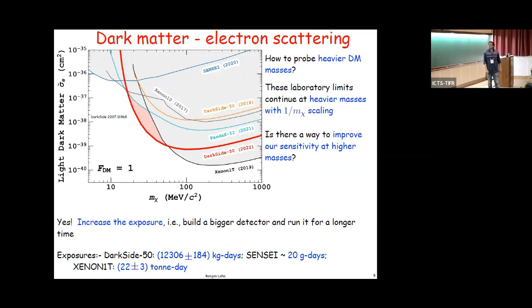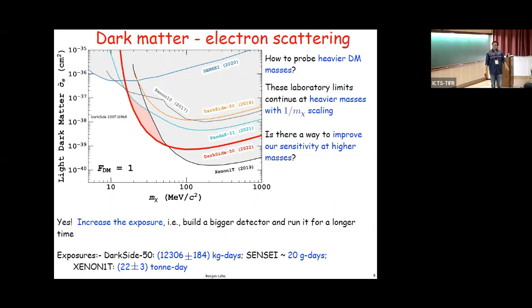All right. So then you can ask, well, is there a way to improve our sensitivity to higher masses, right? You may think initially it's a simple question to answer. Yes, obviously increase the exposure, right? You build bigger detectors of these instruments and run them for a longer time, and then you will either discover dark matter electron scattering, or you will rule out large regions of parameter space. So these are some of the exposures that I was talking about.